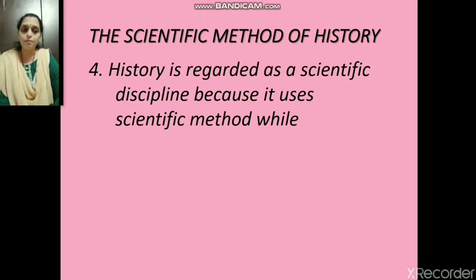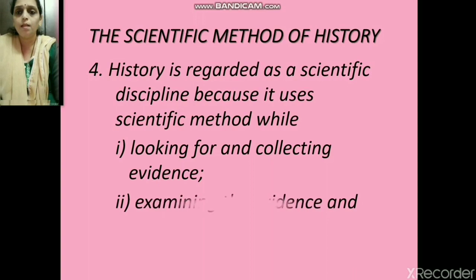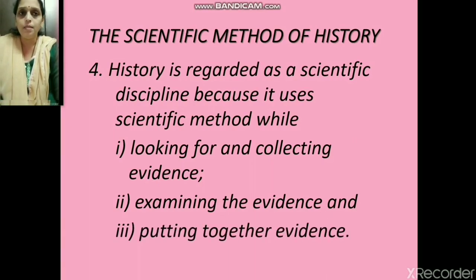Now the fourth scientific method is history is regarded as a scientific discipline because it uses scientific method while first looking for collecting evidence. Now collecting evidence means proof. Looking for collecting evidence means looking for collecting proof. Second, examine the evidence and studying the proof. Examine the evidence means studying the evidence. And the third, putting together evidence. Putting together evidence means putting together the proofs. Evidence means proof.